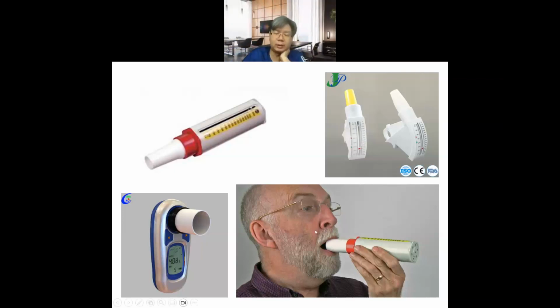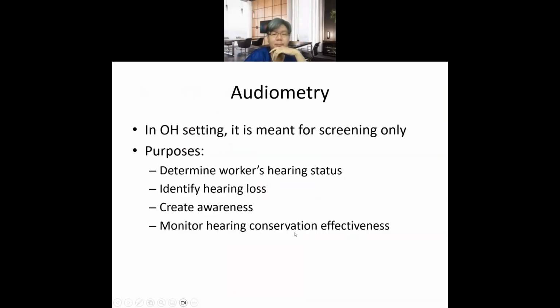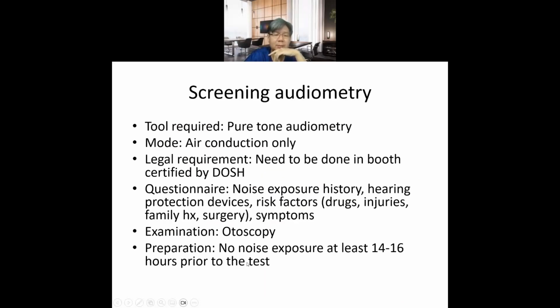So this one is usually used to monitor the asthma condition, and it's a quicker method than spirometry to monitor the lung function. Spirometry is for identifying the hearing loss, and we use a tool called pure tone audiometry.